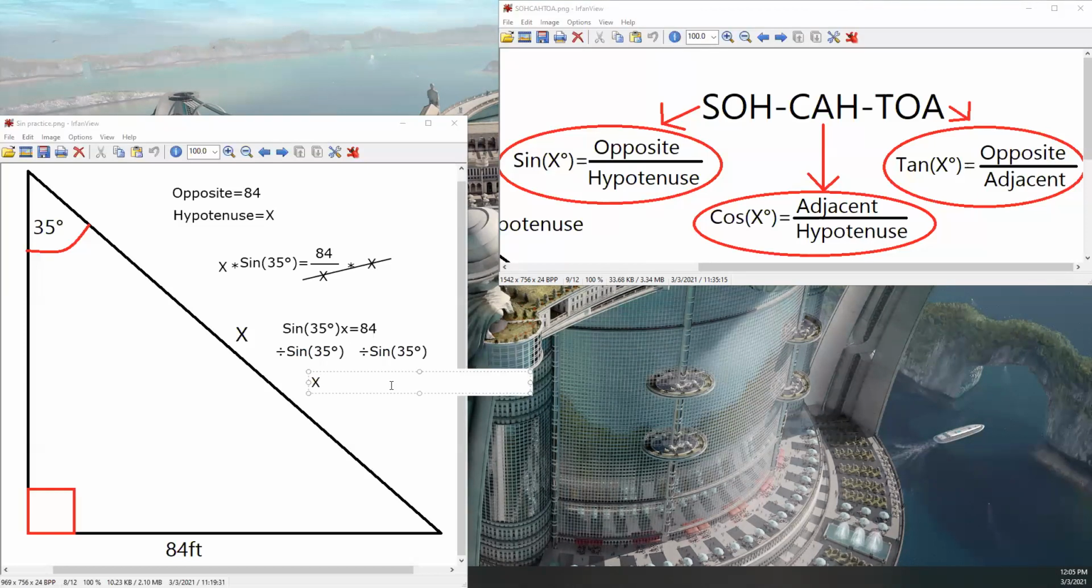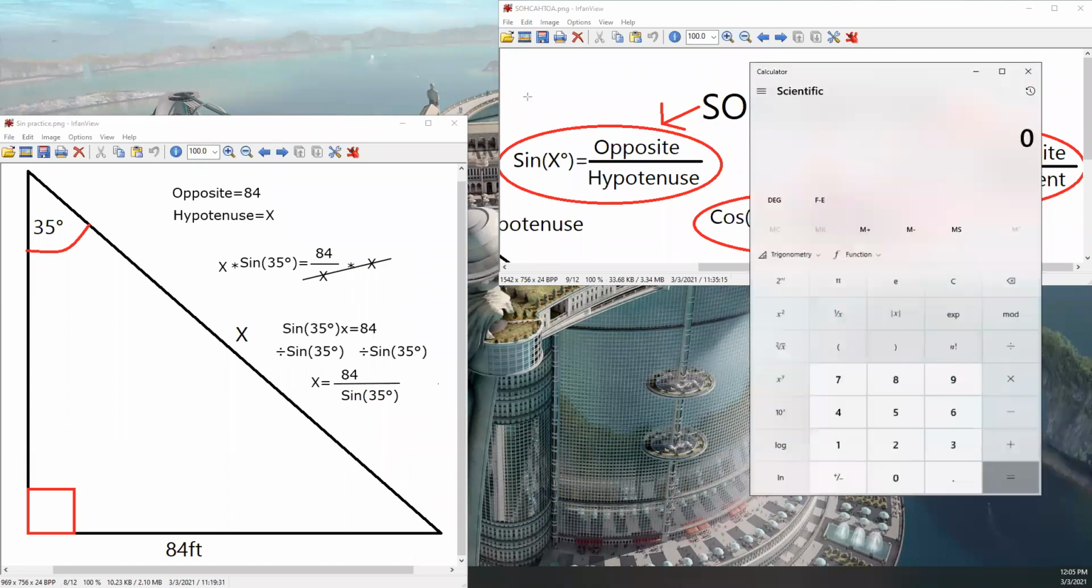So x equals 84 over the sine of 35. So that is what we're going to put in the calculator. And it'll give us our answer. So let me bring up the calculator real quick and show you how to use it.